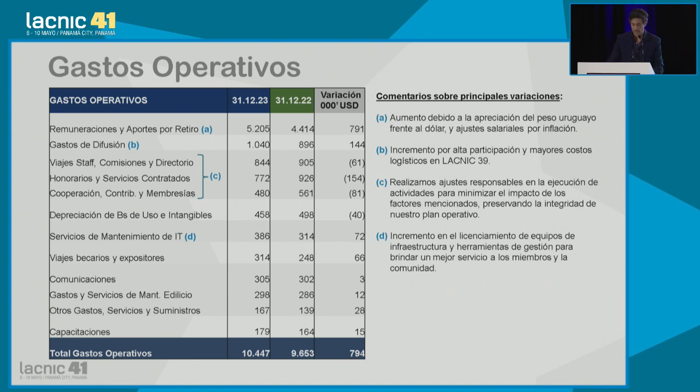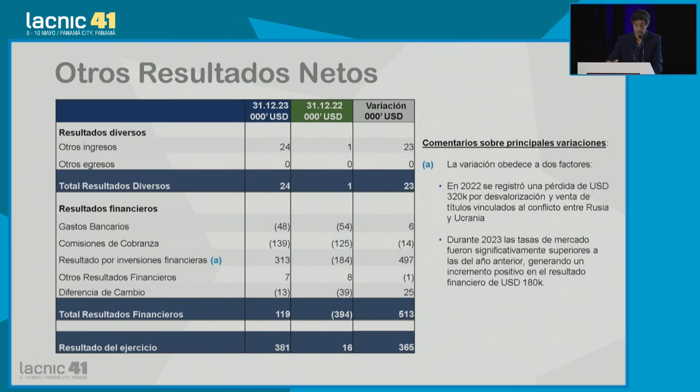And then we have expenses that are to provide better services to the community and members. As a result of these external factors, we took some measures in a responsible manner. We carried out adjustments to some activities that have to do with travel, permanent expenses, which lead to the decrease in these types of expenses.